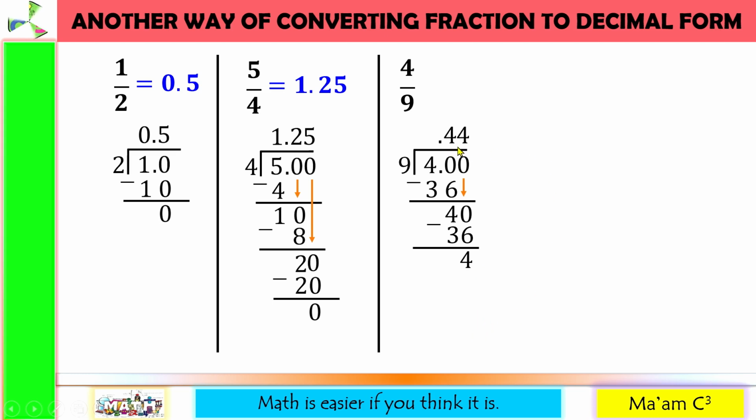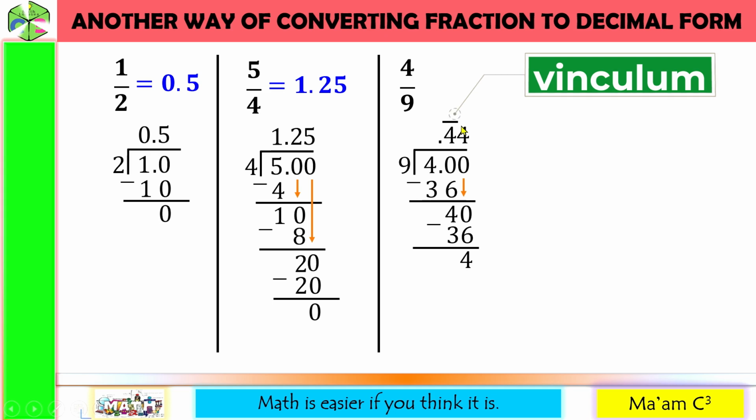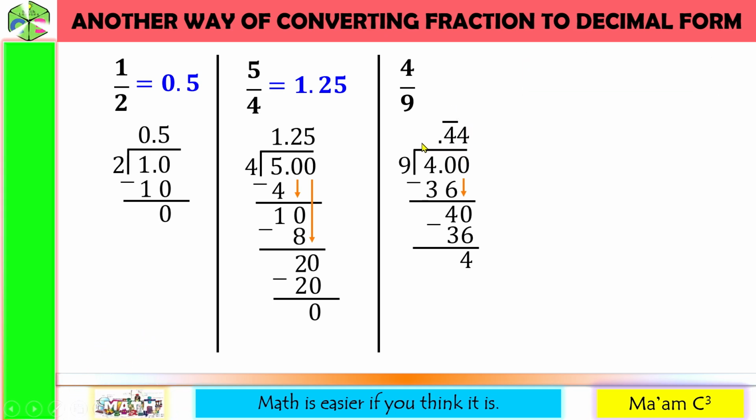So as our answer, 4, 4, 4, 4, 4, 4. To describe that, we are going to make use of a symbol. We're going to put a horizontal bar on top of 4. This symbol is what we call vinculum. It means 4 here will repeat forever. Since there is no number in front of the decimal point, let us add 0. So 4 divided by 9 is equal to 0.4 with the 4 repeating forever. This is an example of a non-terminating repeating decimal.